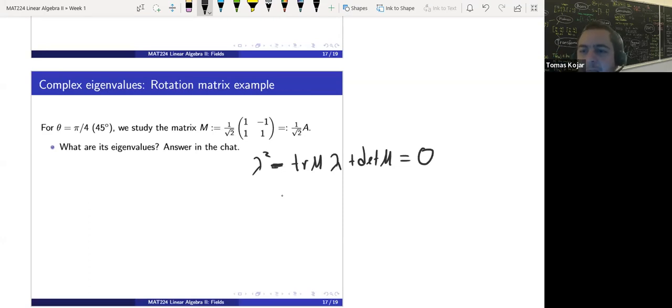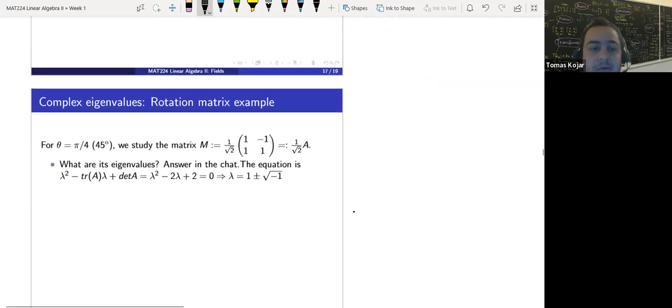So at least, oh, 2 minus 2. Let's see. So what do you have? You have lambda square. Trace is the sum of the diagonals, so 1 plus 1. And then determinant of m, right, okay, there we go. Then determinant of m is 1 times 1 and then minus 1, so you get another 2 here. Now, if you try to compute the roots of this polynomial, you get what Parth said. You get 1 plus minus square root of minus 1.